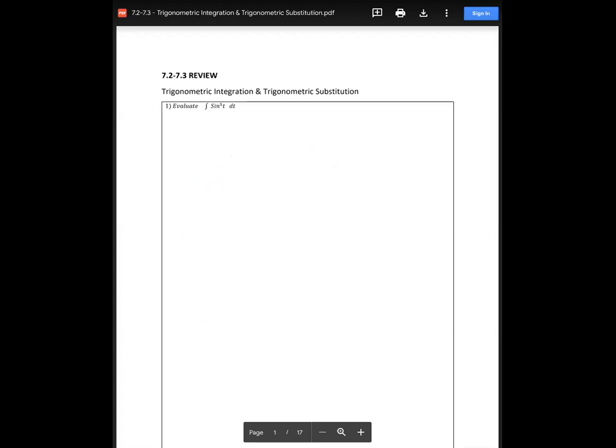The first rule that I noticed that goes with this is actually rule number one. It says if the power of sine is odd, save one sine and then convert the rest to cosines. That's exactly what we're going to do. So since this is odd, we're going to save one sine.